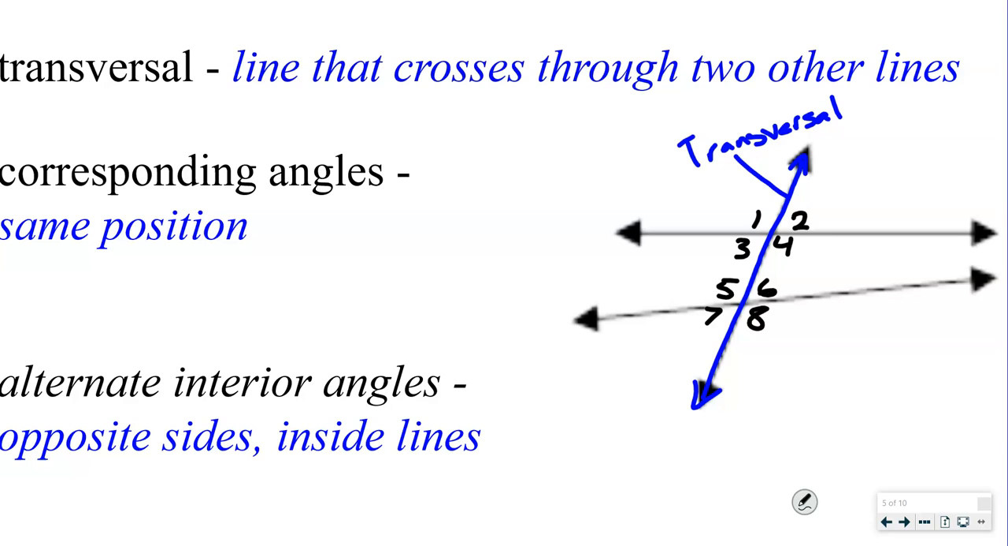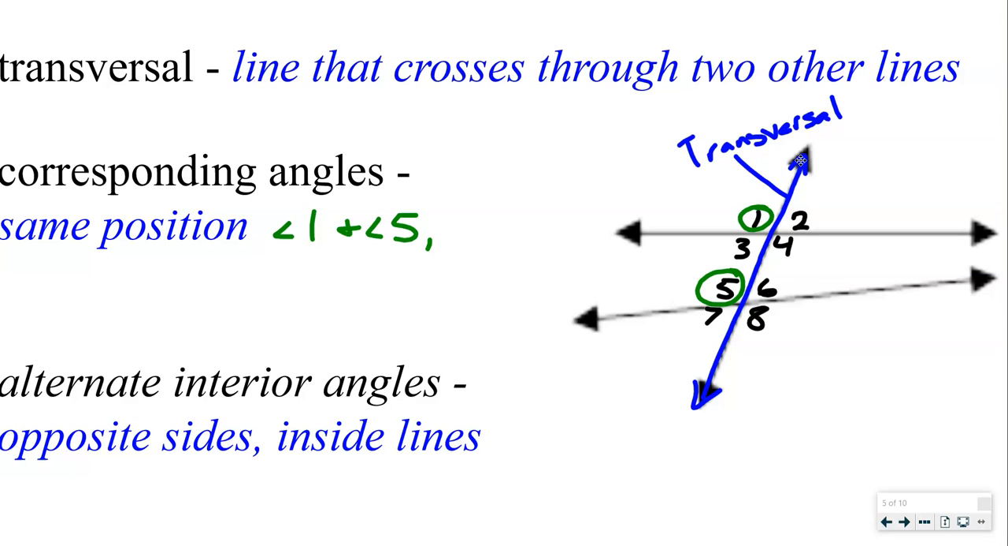Corresponding angles are the ones in the same positions on those two lines. So I could see angle 1 would be corresponding to angle 5. They're in the same position on their given line. So on angle 1's line, it's that top left. On angle 5's line, it's the top left. So those would be angle 1 and angle 5.